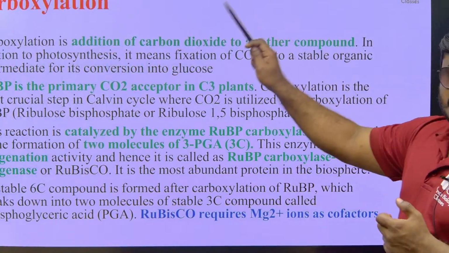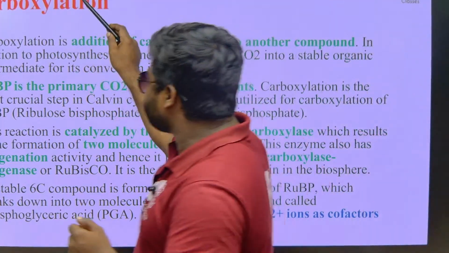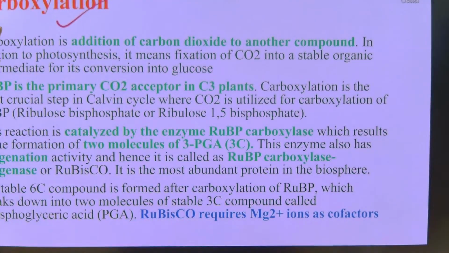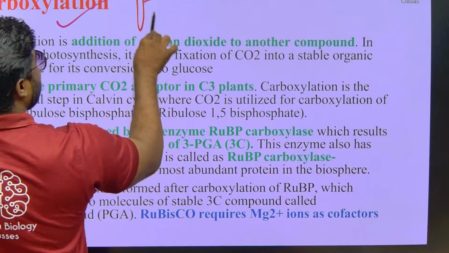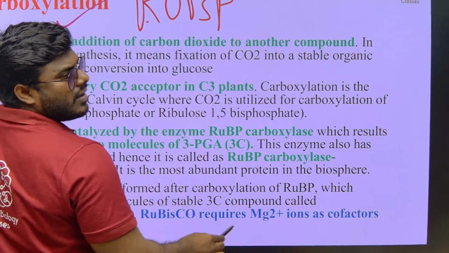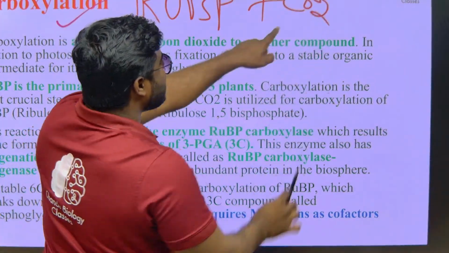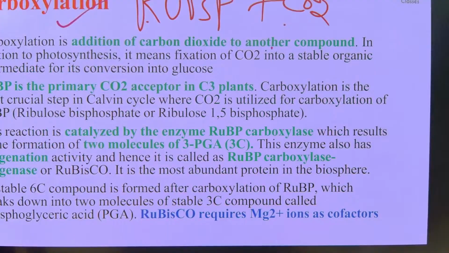So what is the first step? Fixation. Correct? Fixation is also called as... Why? Can you tell me the reason? Because what is the carbon acceptor? To RuBP, what have I done? I have added carbon. Since I added carbon, we call it carboxylation. You can call it fixation also.